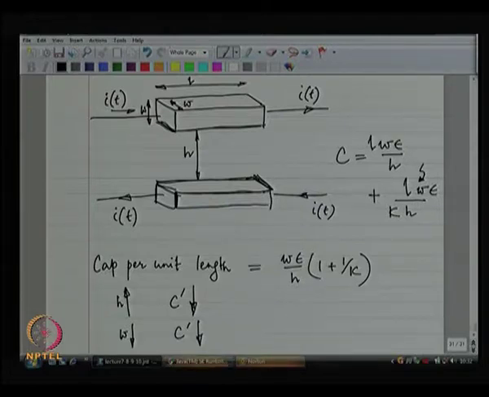Right, precisely the opposite effect. So, when inductance increases, capacitance decreases, when inductance decreases, capacitance increases. All right, so far so good.